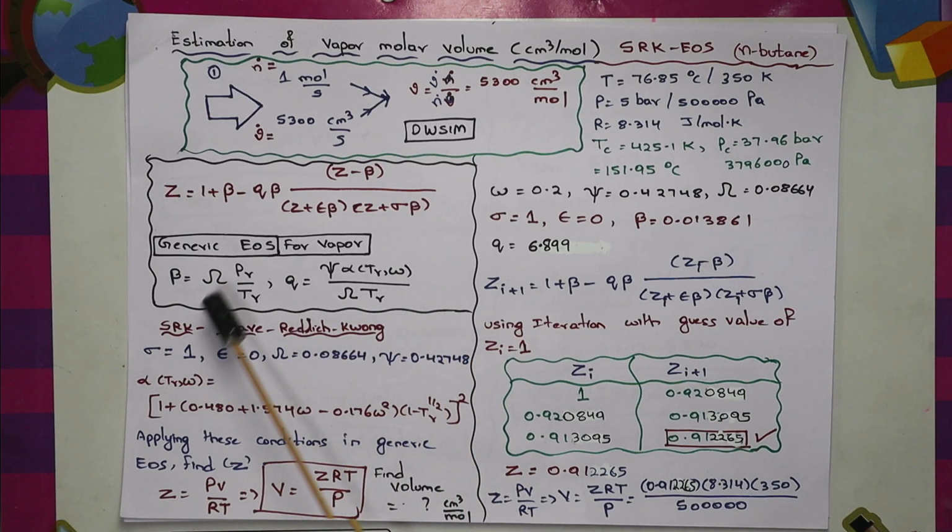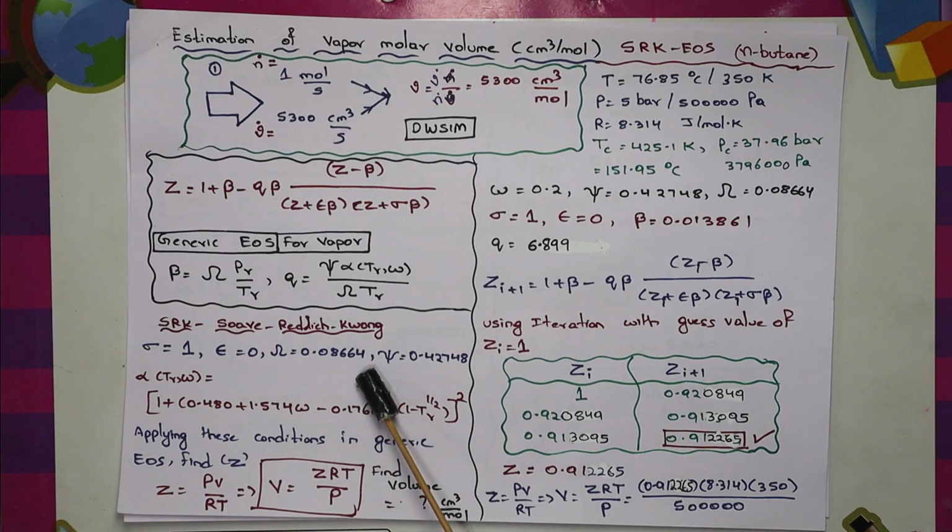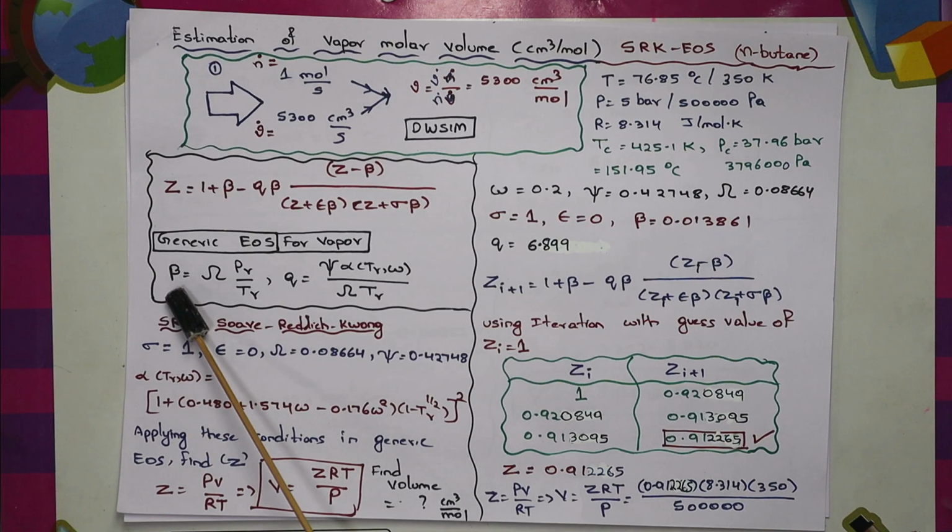For example, in this equation, if you take the values sigma equal to 1, epsilon equal to 0, omega equal to 0.08664, psi equal to 0.42748, and put these values in this equation, then it transforms to the SRK equation of state. You can see the value of alpha, and how beta can be computed.